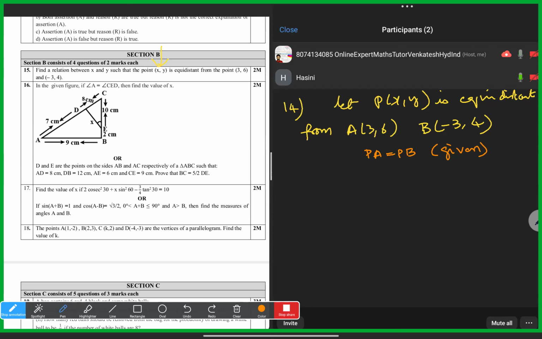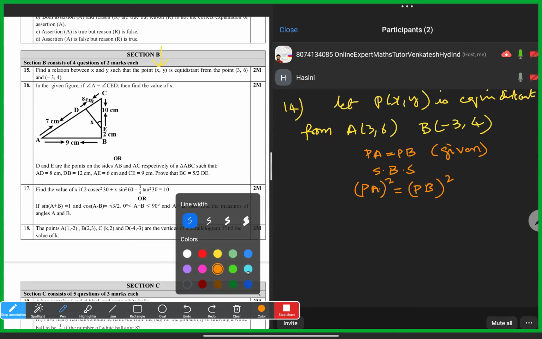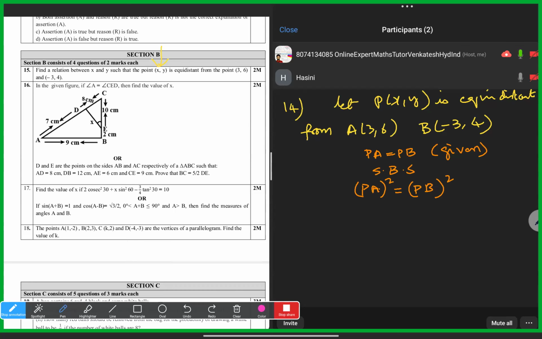Now let us square both sides first, Hasni, so that we need not write the root on both sides. Because when you do PA square is equal to PB square, in the distance formula you need not write the root now. Only x2 minus x1 whole square plus y2 minus y1 whole square, that only we'll write on both sides. Because squaring and root will get cut, no? So there is less confusion if the root is not there.